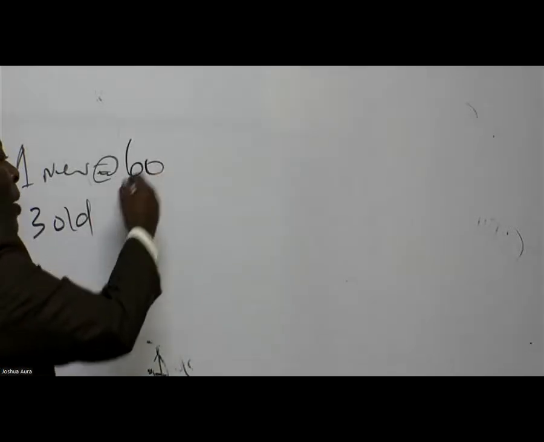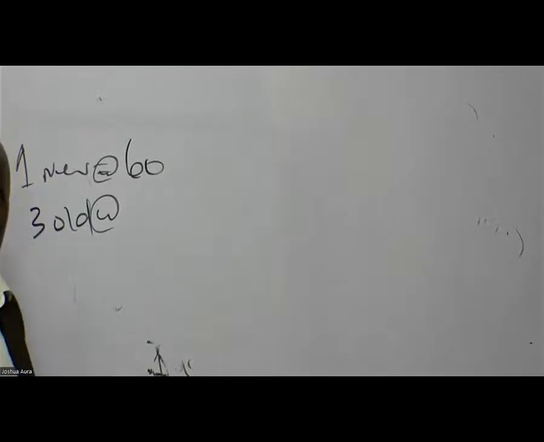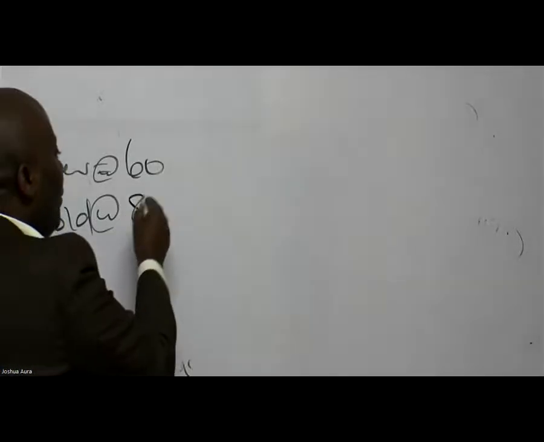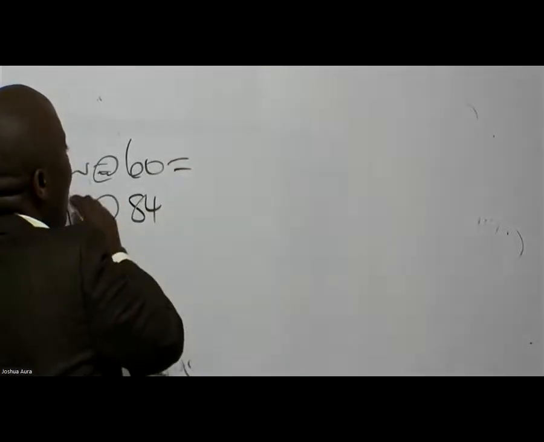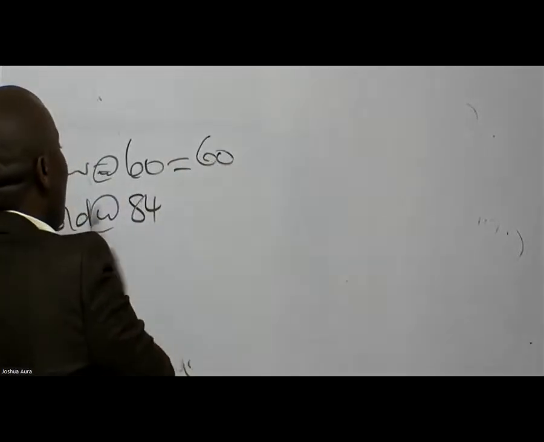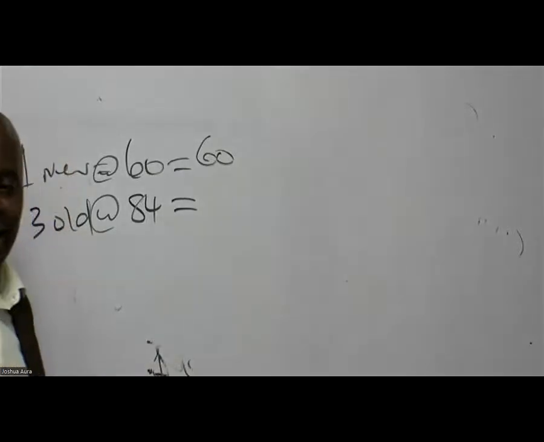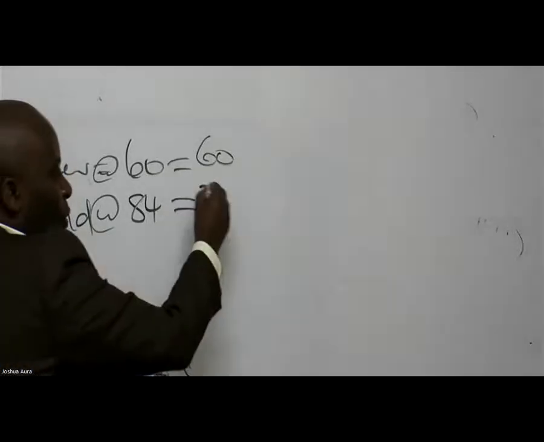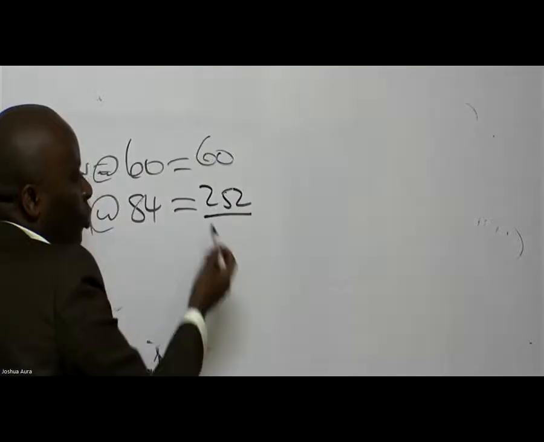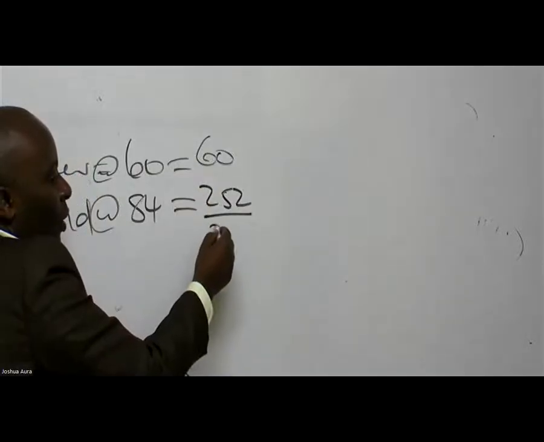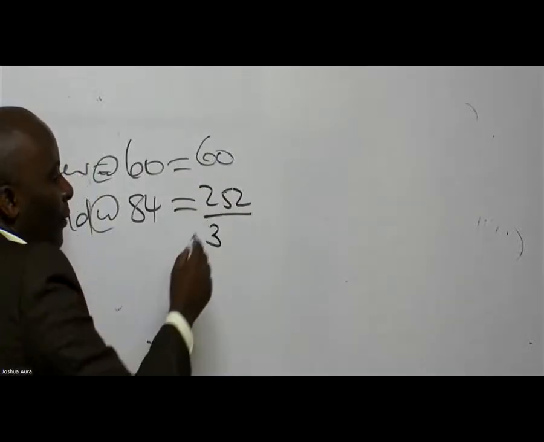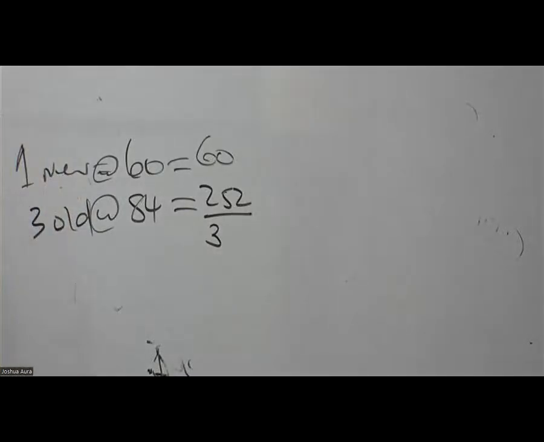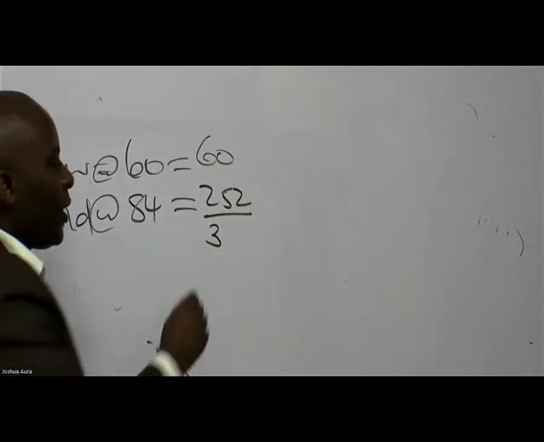Thank you very much. How about the old shares? They are going to trade for how much? 84. So then this one here will be 1 times 60, which is 60. 3 times 84 is 252. So in this case, please give me the total value. 300 and what here? 12, right? 312.